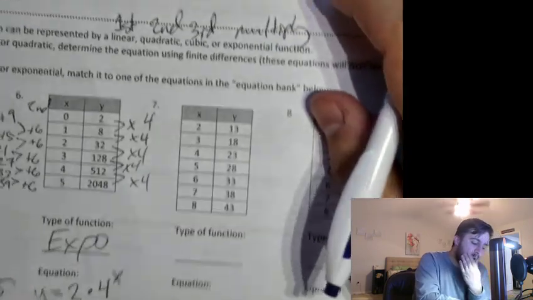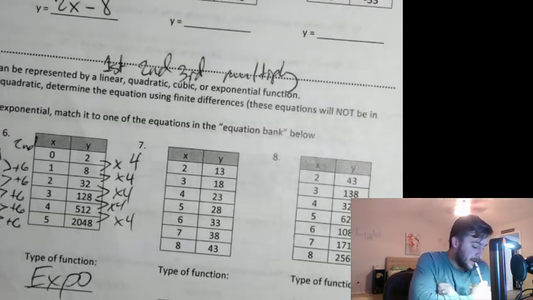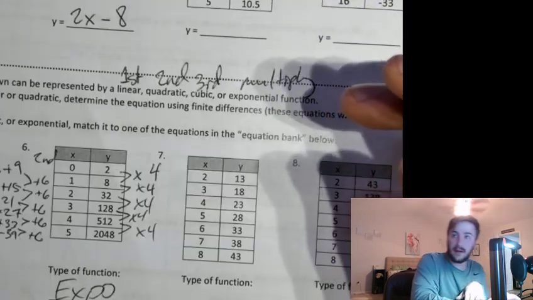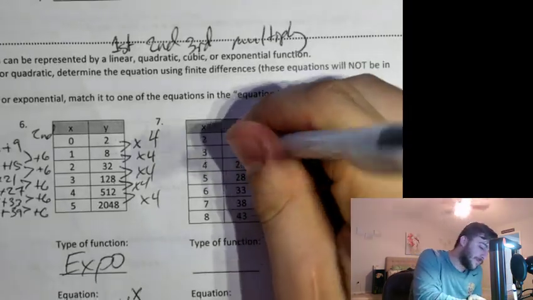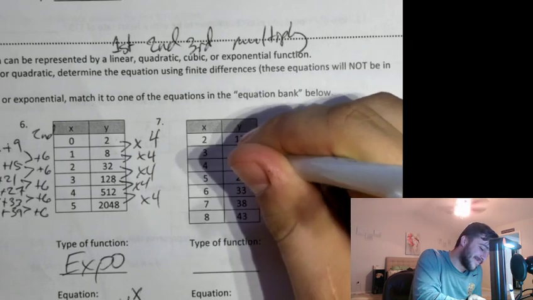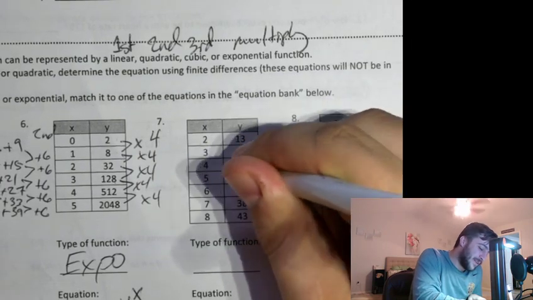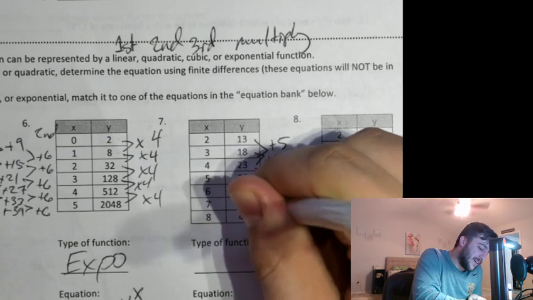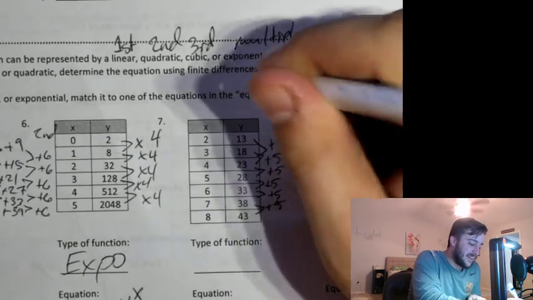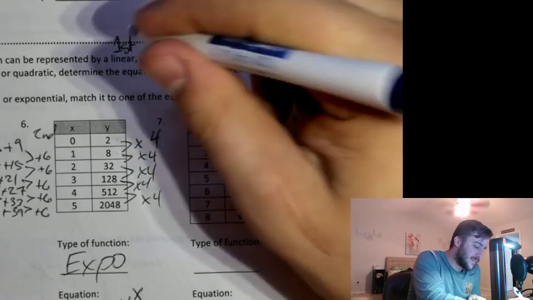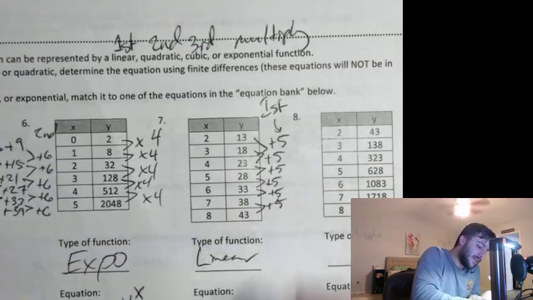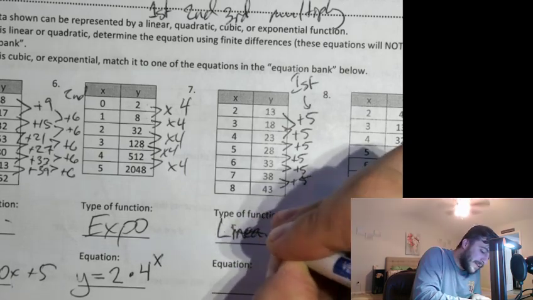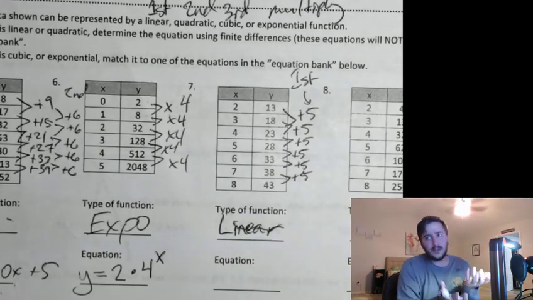I'm gonna take a big old guess that this is linear, and I bet I'm right. Plus 5, plus 5, plus 5, plus 5, plus 5. Hey, look at that, I was right. This is the first difference, which means that we're linear. So this is gonna be linear. And remember, we had a little shortcut for figuring that out.